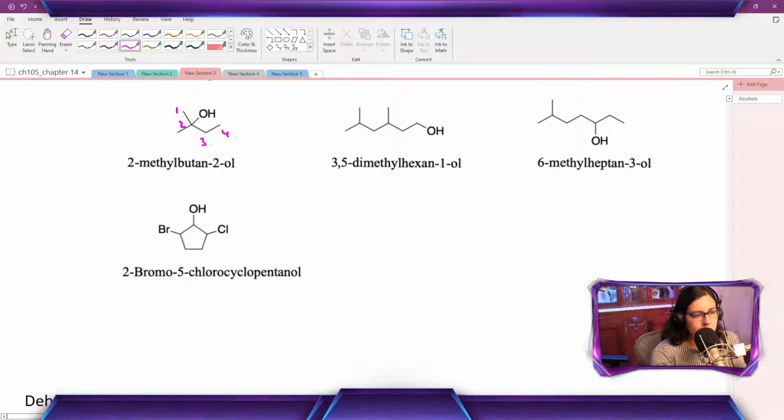Looking at this one, we have an OH on our second carbon. We also have a methyl on our second carbon. So that's where we get our 2-methyl butane, and then there's 2 for our OH. And you could also see it as 2-methyl-2-butanol as well.